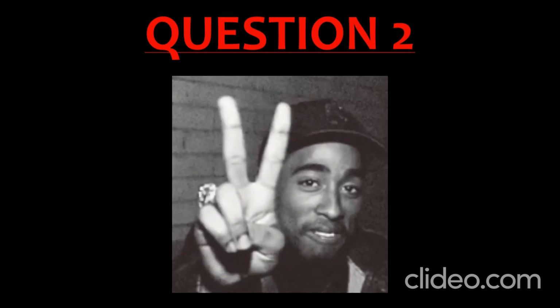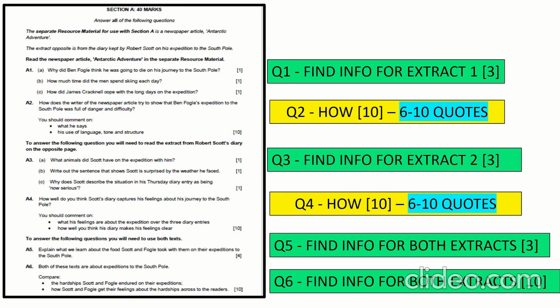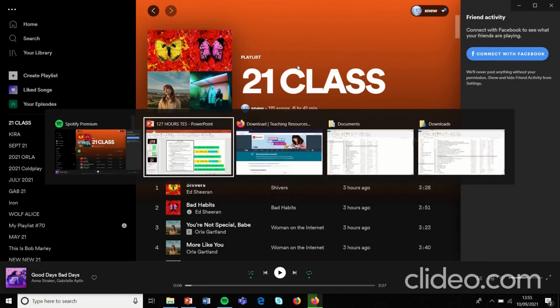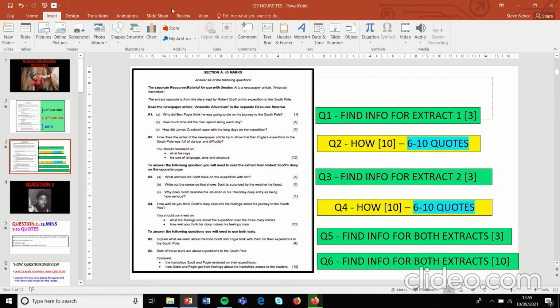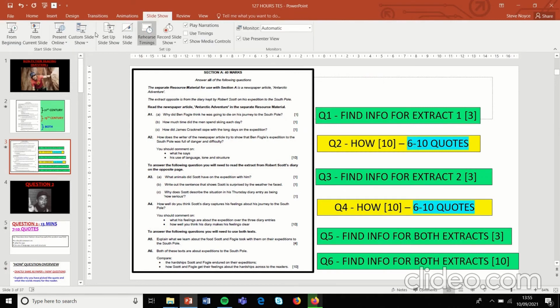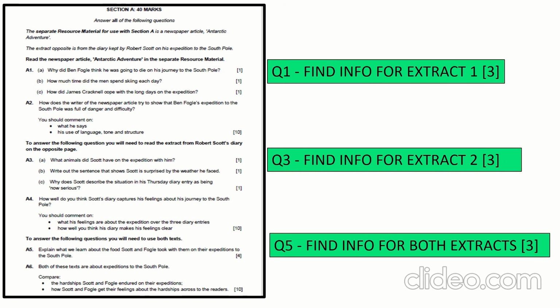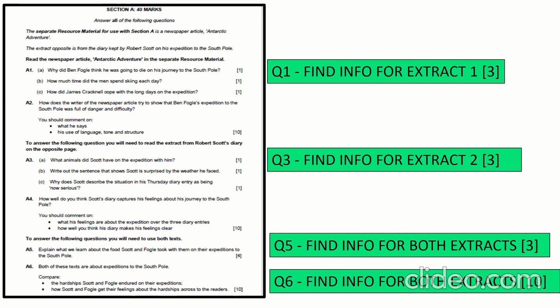But for students looking for grade 4, 5, 6, I would be just picking out the quotes and saying whatever the question's asking for. So for example, question 1 on this exam is, how much time did the men spend skiing each day? Somewhere in the extract it will say the men spent 12 hours skiing each day, and you can literally write down 12 hours.